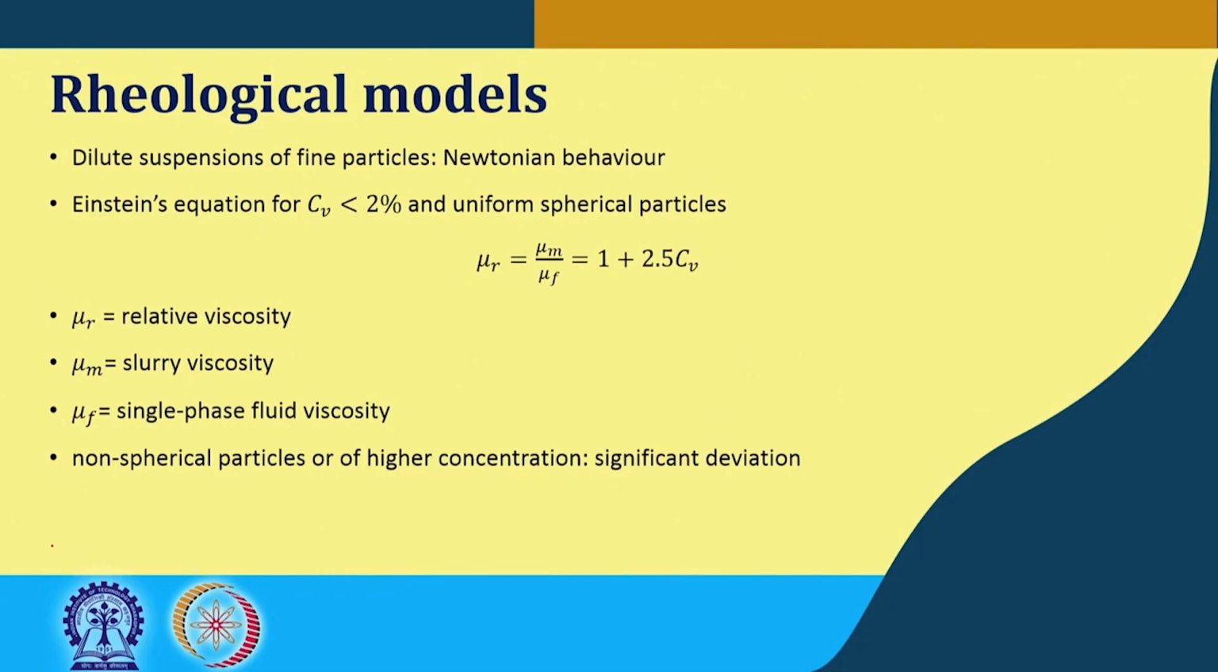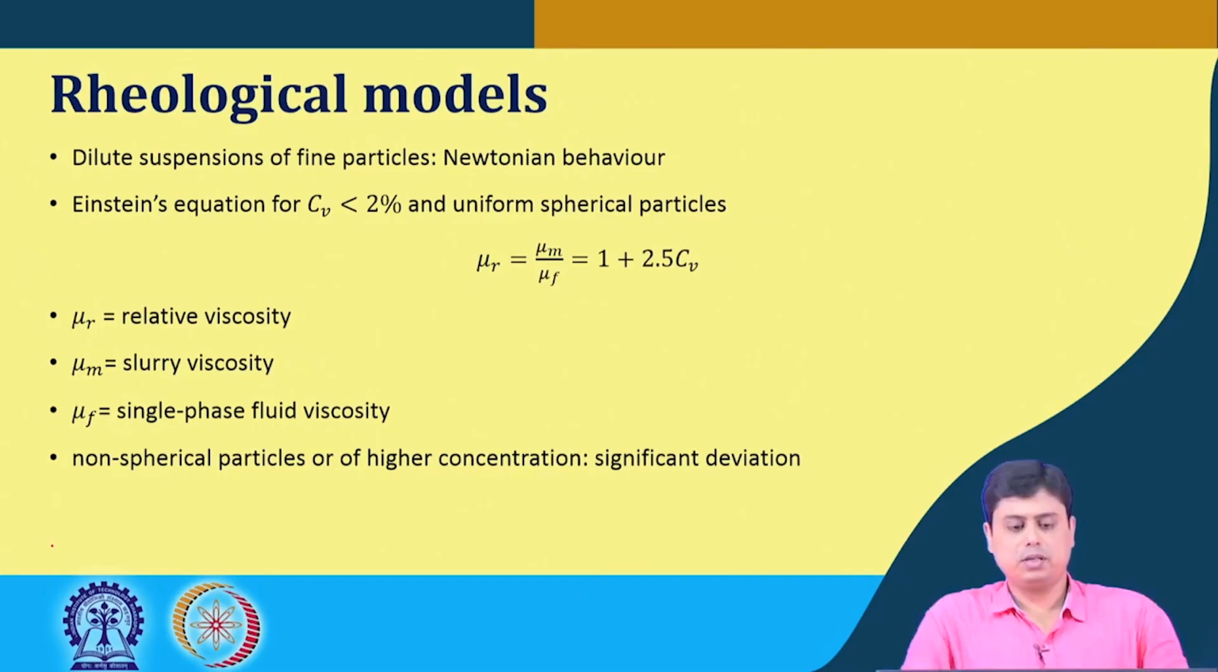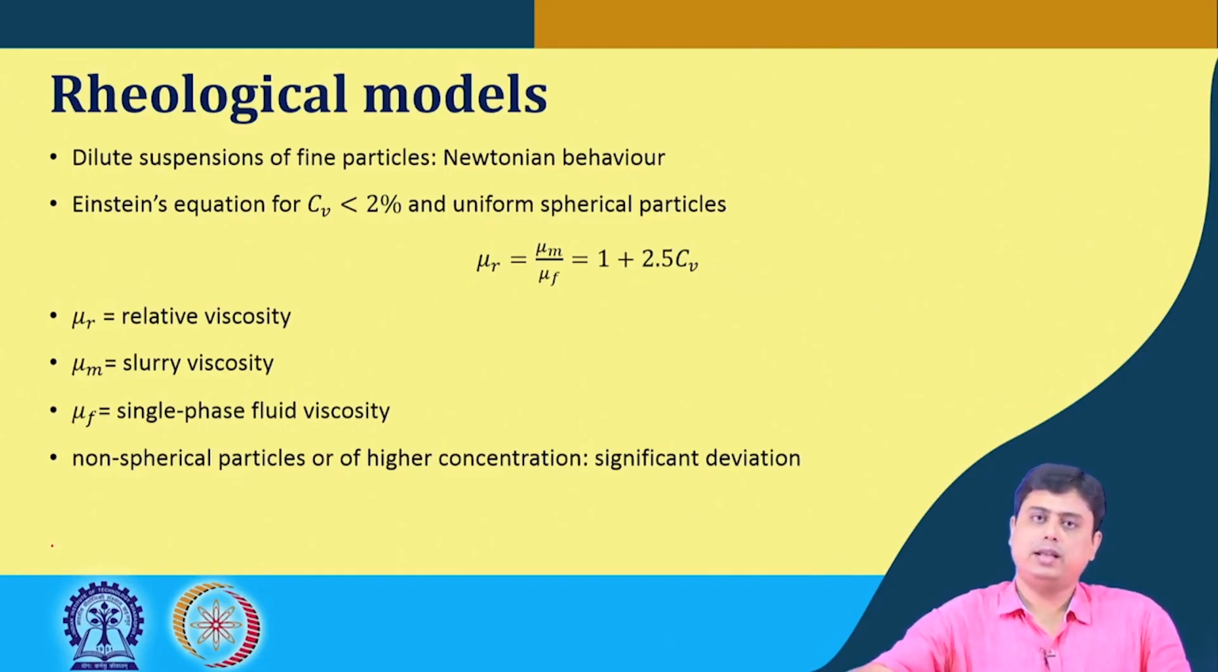Now coming to the viscosity of this mixture, we have seen the Einstein equation, specifically for very low solids concentration, where the volume concentration of the solid particles is less than 2%. Also, the slurry must consist of uniform spherical particles for this expression to be valid. But for non-spherical particles and higher concentrations, there are significant deviations from its predictions.